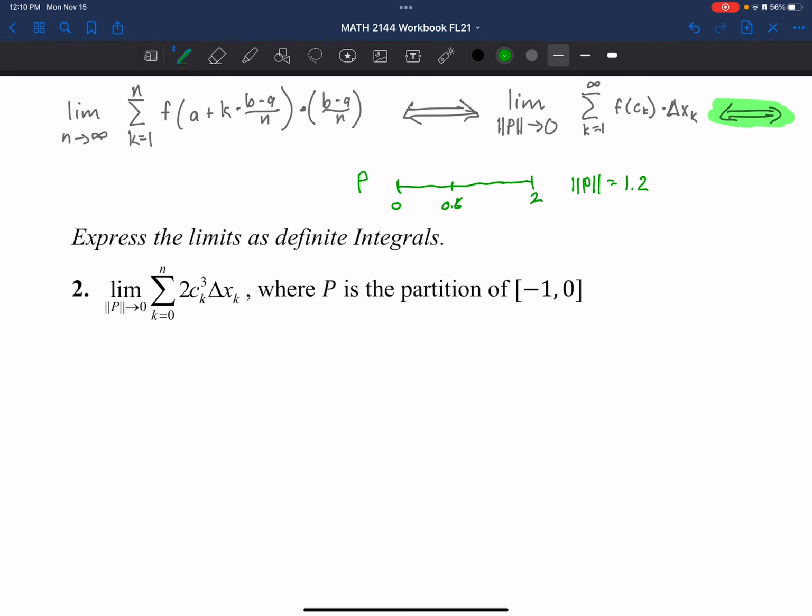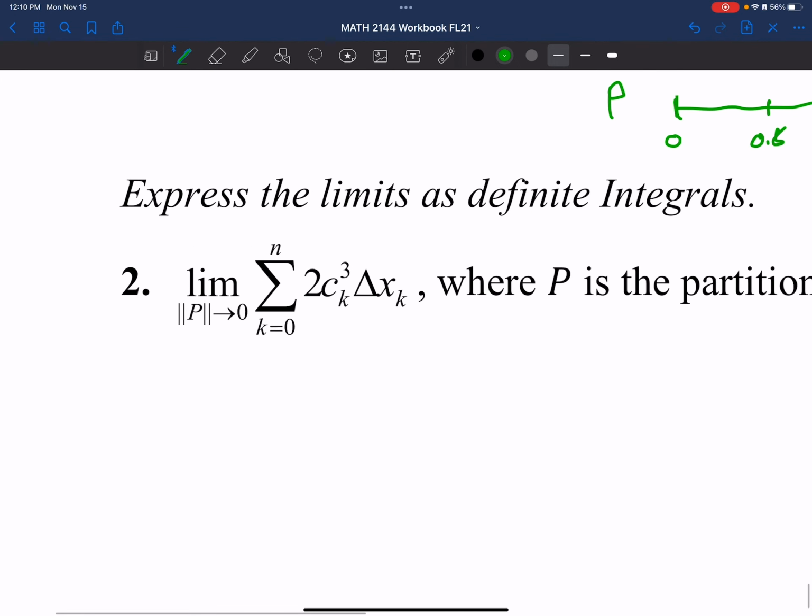Okay, so what we're going to look at here is this is my A, this is my B. Again, that is just going to be some interval on your x-axis. So we're going to rewrite this. This is a little bit weird to look at because of all the k's. That's basically what we'd iterate through. But this right here, this 2x cubed, or 2 times c sub k cubed, is telling me that my function is going to be 2 times some input cubed. So that's my function.